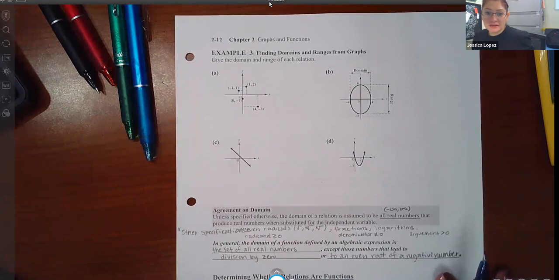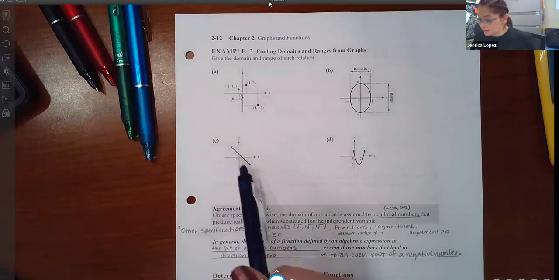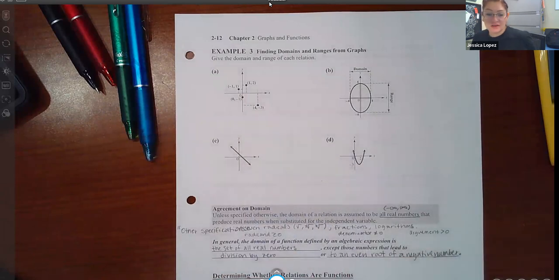Now let's try finding domains using graphs, okay? And so this is where we start to get into domain and range as infinite sets, okay? So you see these arrows? That means that they are going and going and going in that same direction and they never stop, okay?